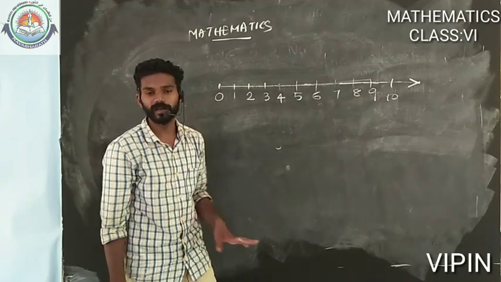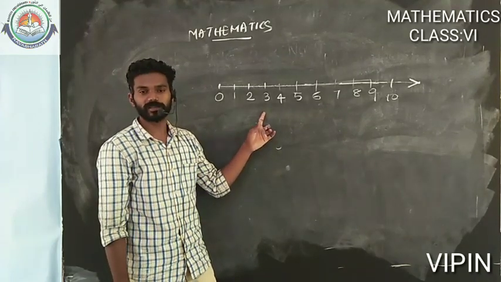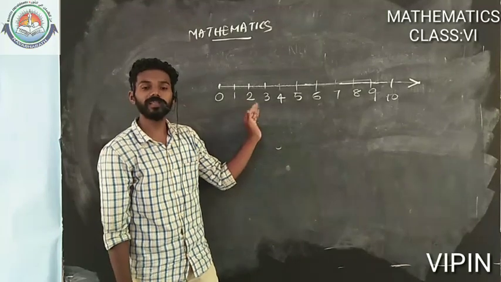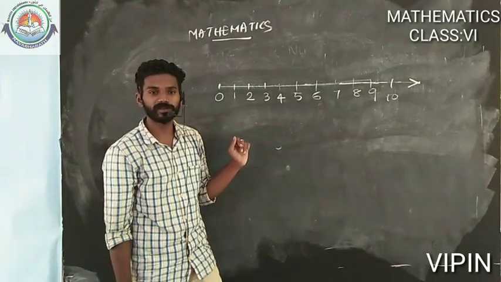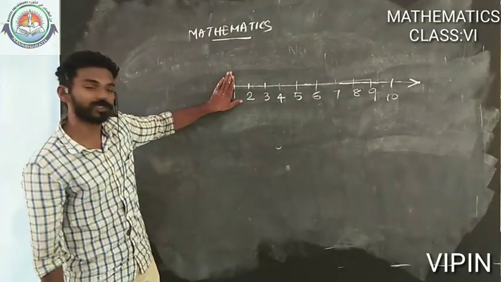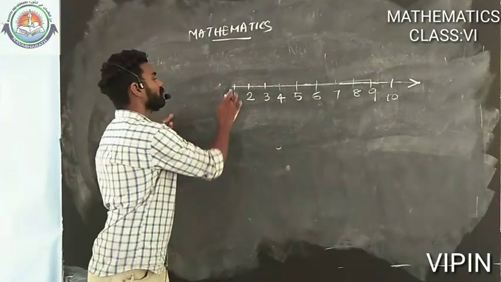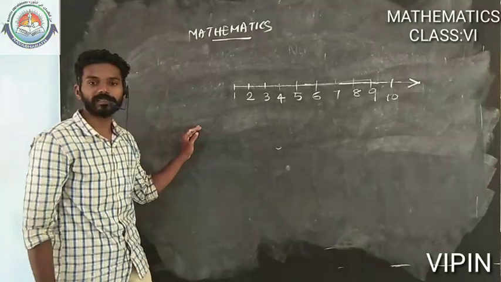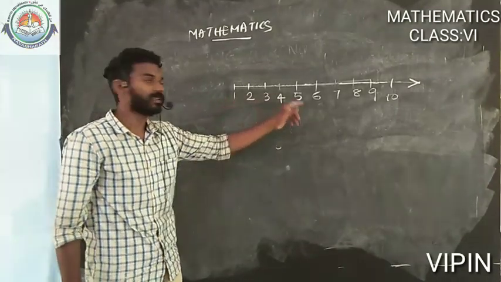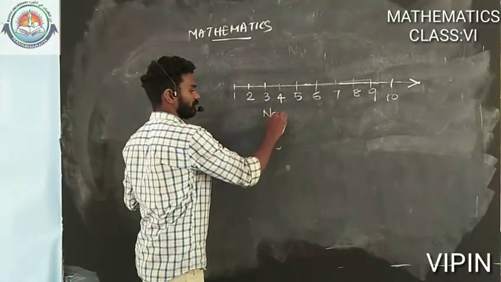If you are asked to mark only the natural numbers, then you can cut the portion of 0, so that this would be the number line that is marking the natural numbers.